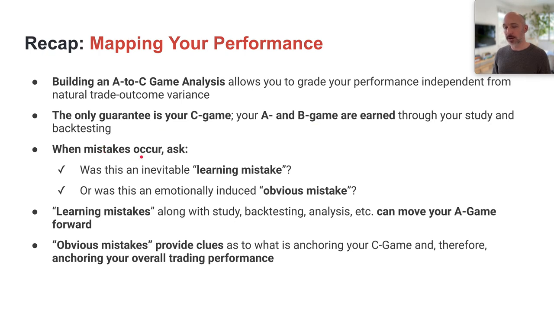When mistakes occur, ask, was this an inevitable learning mistake, a mistake within your A game, something new that you've learned that was impossible to avoid? Or was this an emotionally induced obvious mistake? Did you know you weren't supposed to do this and you did it anyway, right? Learning mistakes, along with study, backtesting, analysis, can move your A game forward, whereas the obvious mistakes, they provide clues. The obvious mistakes in your C game provide clues as to what is anchoring your C game, and therefore anchoring your overall trading performance. Okay?